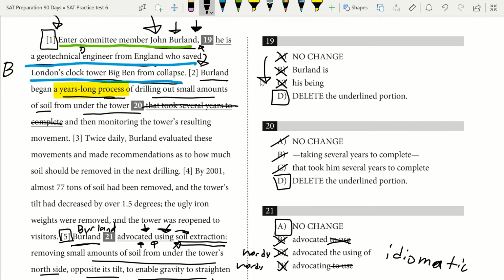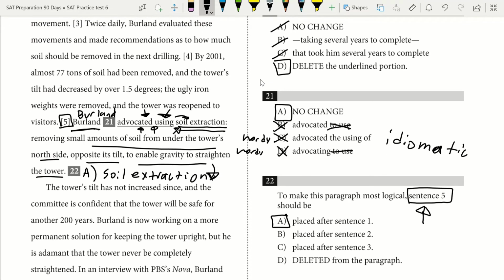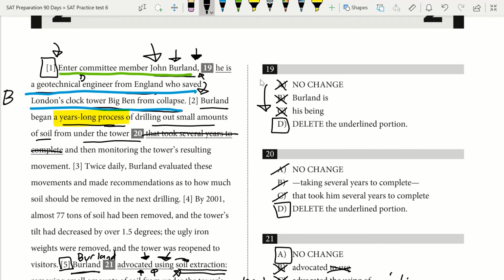Now by going to sentence 5 first, you come up with what should come before it and what should come after, and then you're able to place your sentence as you read. So you notice when I read John Berlin up top in our first sentence and talked about how he was a geotechnical engineer, that matched with what I thought should come before sentence 5. Therefore, I knew as long as sentence 2 matched what I thought should come after, I could place it after sentence 1, which I ultimately did.